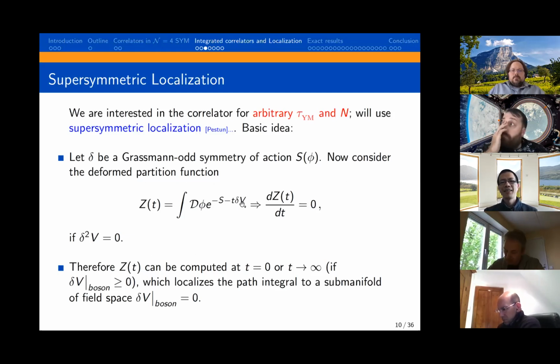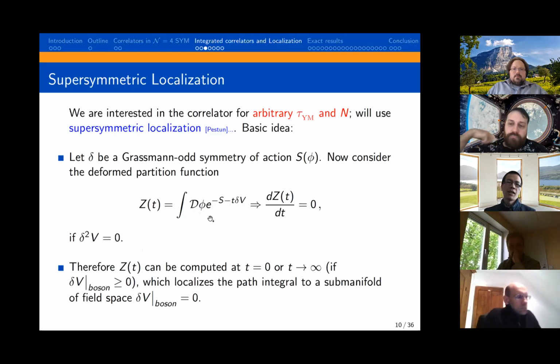I call it delta V here. If delta is a symmetry of the action, and if delta V obeys this condition, then it's easy to see that if you take a derivative, this object vanishes, namely it is independent of t. Therefore, I can compute this deformed partition function for any t, especially at t equal to 0 or t equal to infinity, where at t equal to 0, of course, this is the original path integral you want to compute.